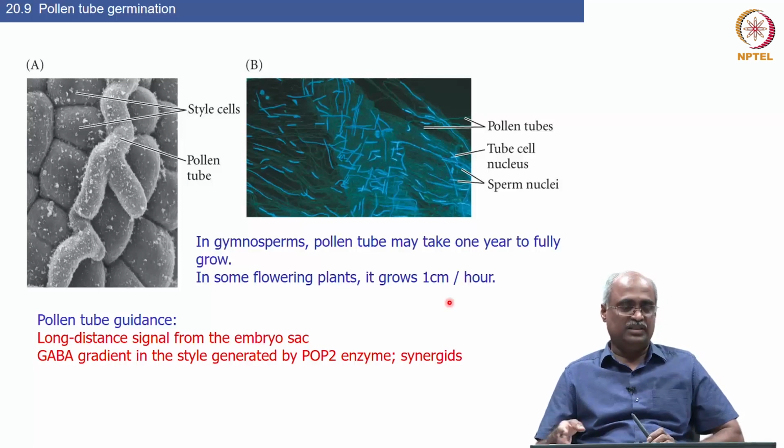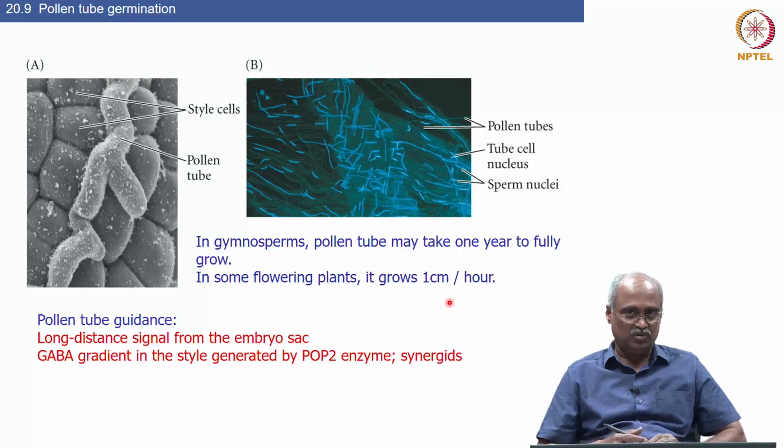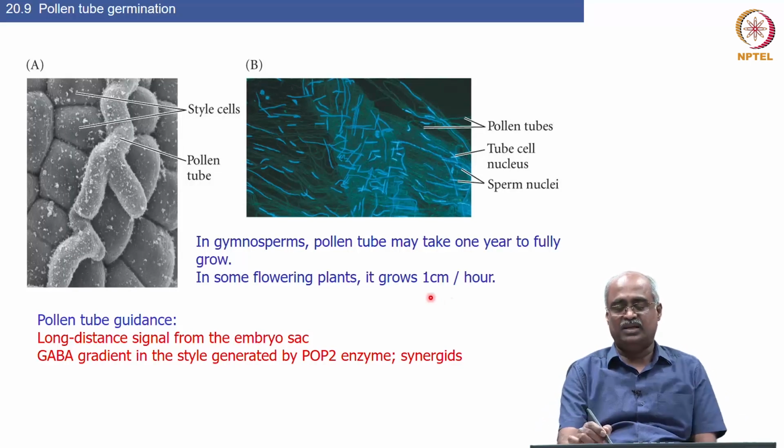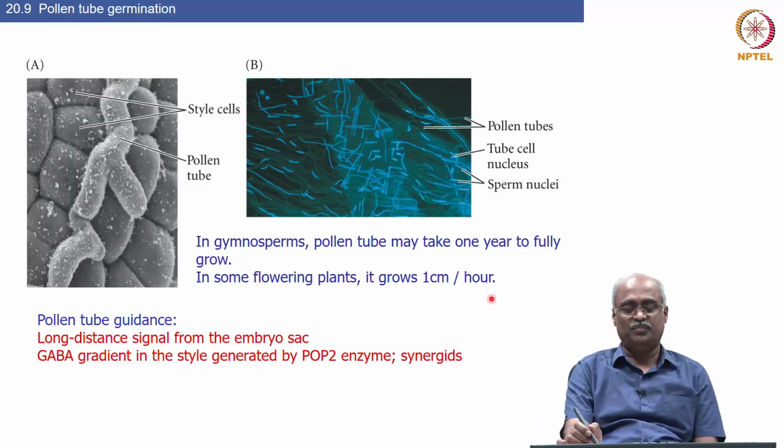Now let us continue with the pollination itself. Once it is compatible and the tube germinates, it starts to grow, in some species very rapidly, as fast as 1 centimeter per hour, and in some, like in gymnosperms, it is very slow. It takes longer, sometimes as long as a year to fully grow.